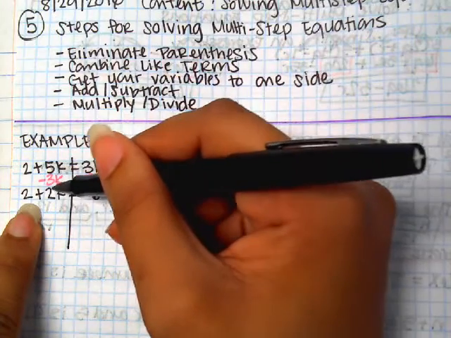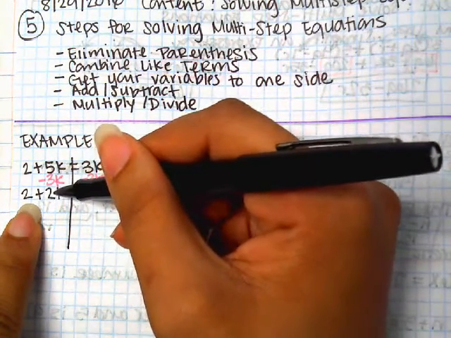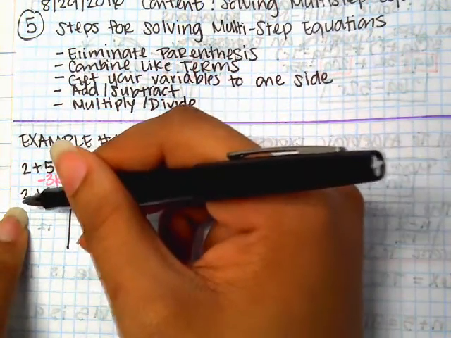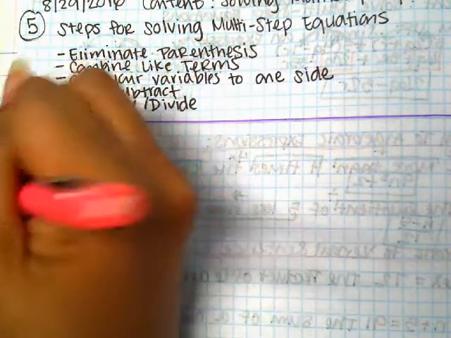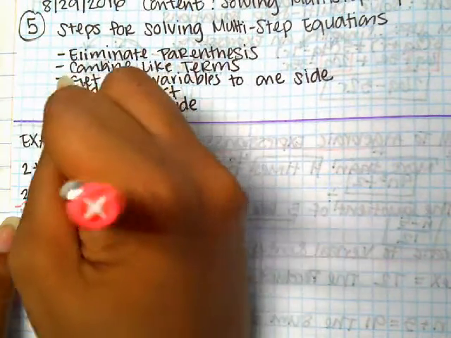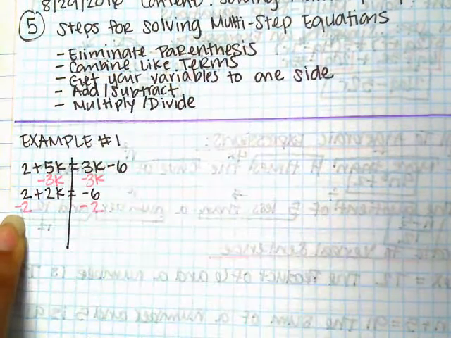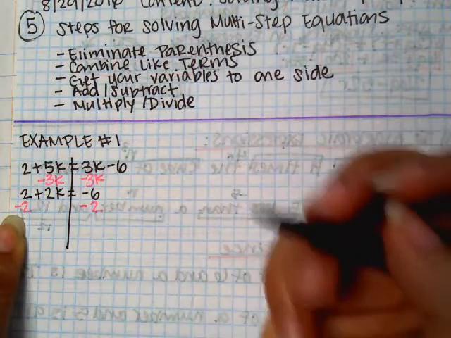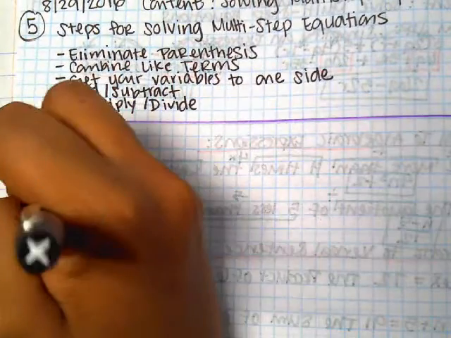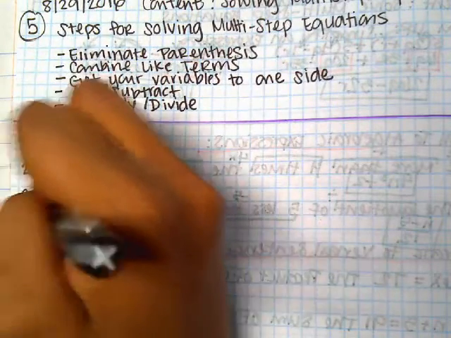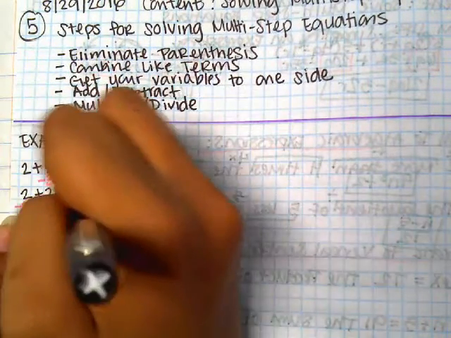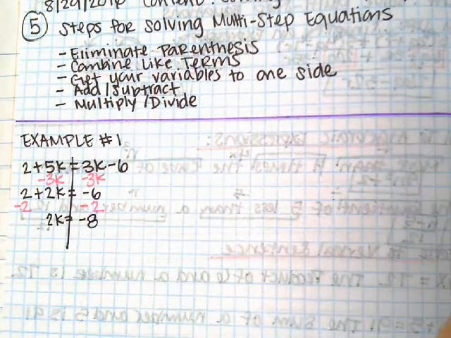But in any case, moving forward to the final step, to multiply or divide. In this one, we're going to divide because it's the opposite of multiplication. Anytime you see a number in front of a variable, that means you're multiplying. So the opposite of multiplying is to divide. So k equals negative 8 divided by 2 is negative 4. And that's how we would solve our first example.